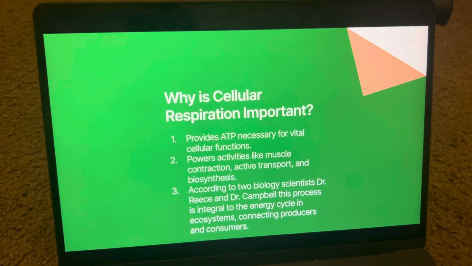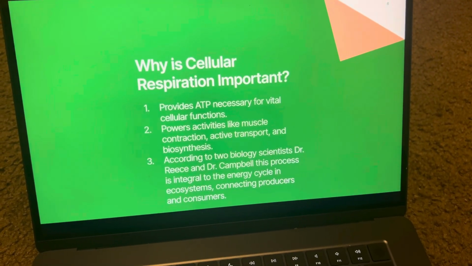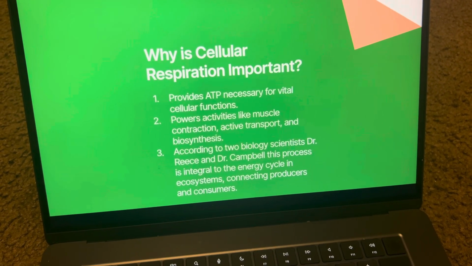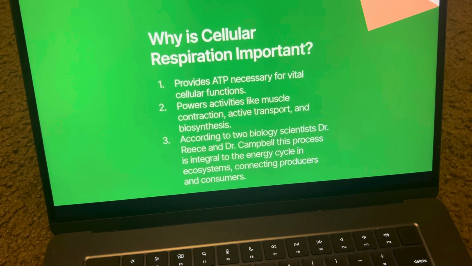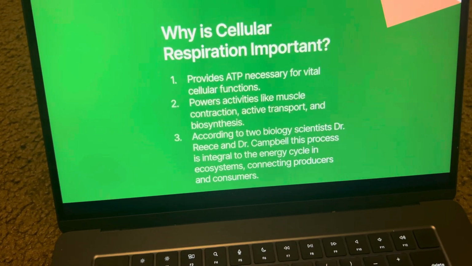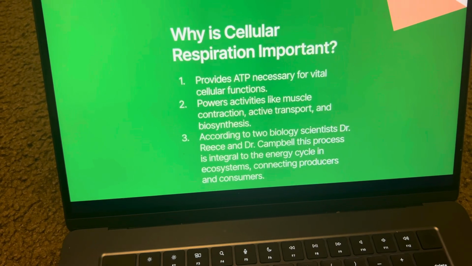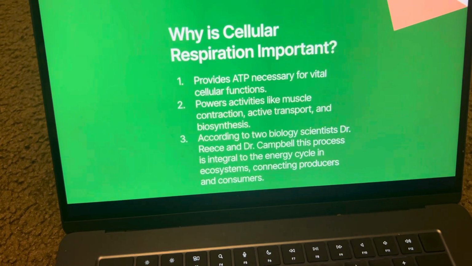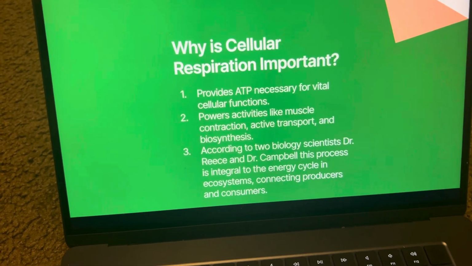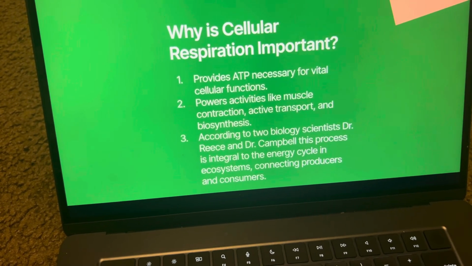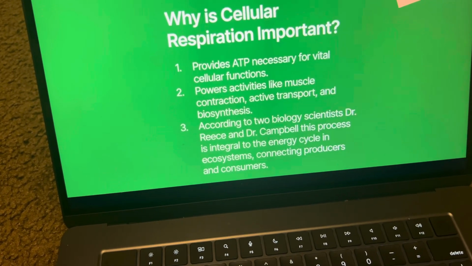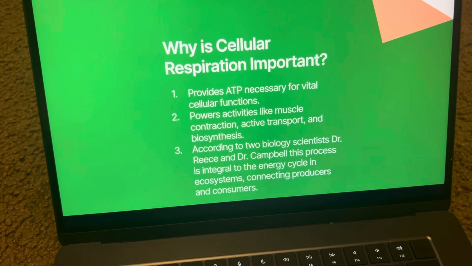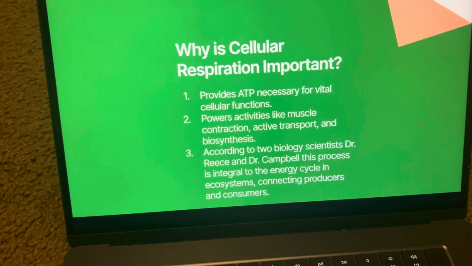So, why is cellular respiration important? It provides ATP necessary for vital cellular functions. There are many different cellular functions that ATP is used for. It provides energy to each and every part of your body. So food is stored and it is used to create ATP, and that's very vital, and it uses glucose, and we'll get into more. And then obviously, as I mentioned, it powers activities like muscle contraction.